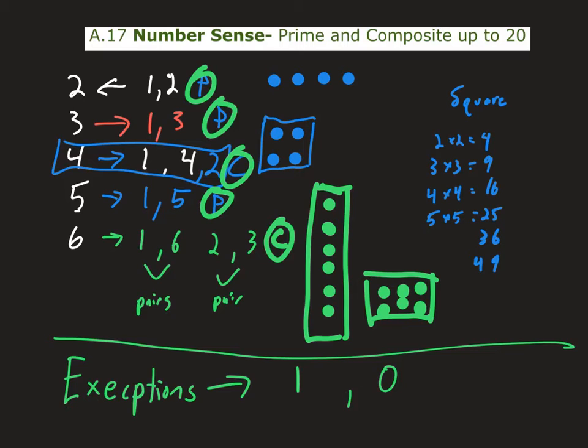So 1 and 0 really are not prime or composite, but every other number is going to either be prime or composite. As long as you think about it in arrays, can you multiply it and get there using more than one way? You can always use 1 times itself. Is there another way to get there? So think about that when you're doing prime and composites.